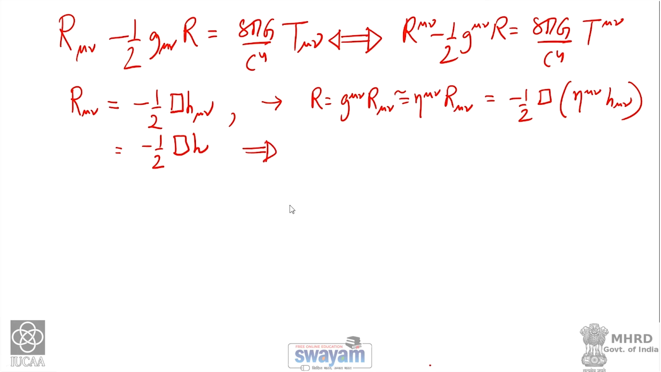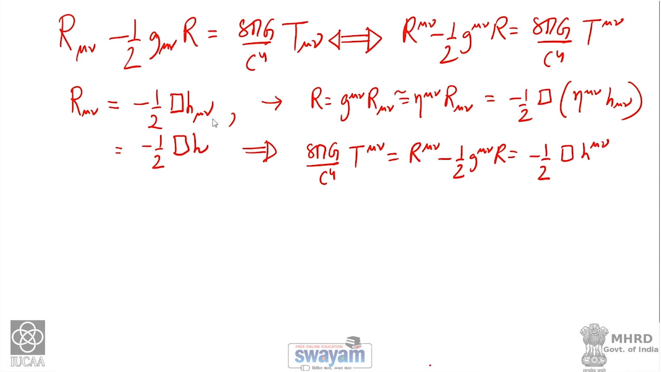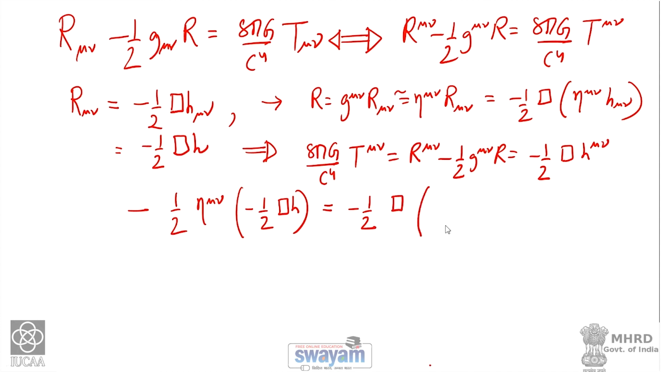We can raise, everything is raised or lowered using the Minkowski metric, and therefore we get for R_{μν}, so 8πG/c^4 T_{μν}, which is R_{μν} minus half g_{μν} R, becomes minus half box h_{μν}, then minus, remember that raising and lowering g_{μν} up to first order in h_{μν} is simply η_{μν}, and R we have already seen is minus half box of h, and hence this object can be written as overall minus half. I can take box common, so that I get h_{μν}. Since I have taken minus half box common, I have minus half η_{μν} h.